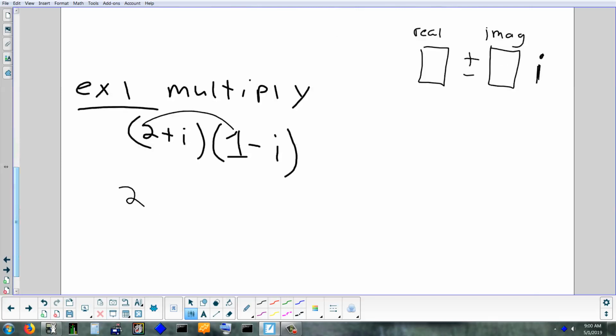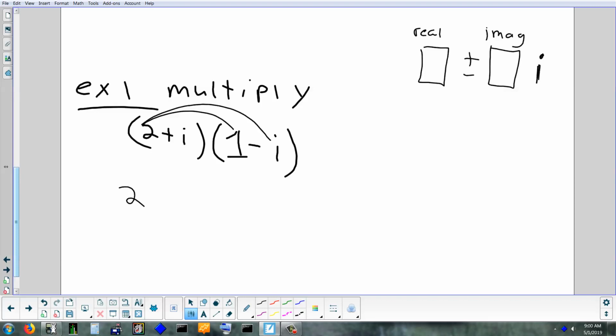2 times negative i. All right, so we're distributing the 2 to everything. We distribute it to the 1, and we distribute it to the negative i. Now, when you multiply it, we know i is not a letter. Okay? In the English alphabet it is, but i stands for the square root of negative 1. But if you think of it as a letter, it follows all the same rules.